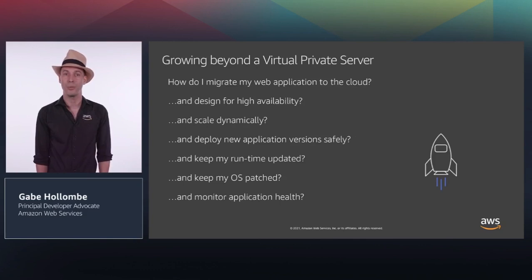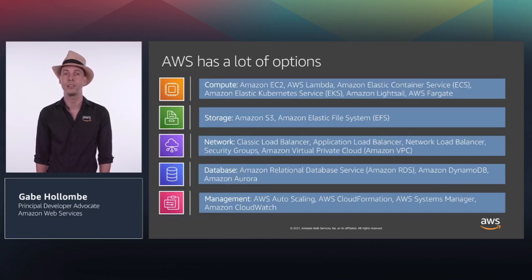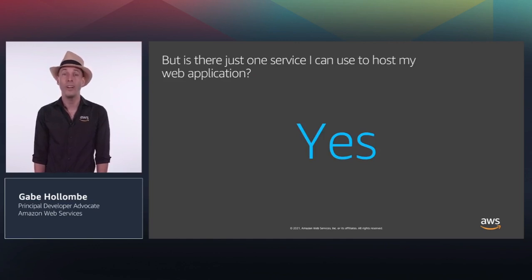Oftentimes, you start out with a web app that you know you want to deploy, and deploying is one thing. But how do you also design for high availability and dynamic scaling, and safe version deployments? How do you keep your application runtime updated and your operating system patched? How do you monitor your application health? Of course, AWS provides lots of building blocks that allow you to build virtually anything. And this amount of choice is great, but many customers asked us, isn't there just one service I can learn and use to host my web applications? And the answer is yes.